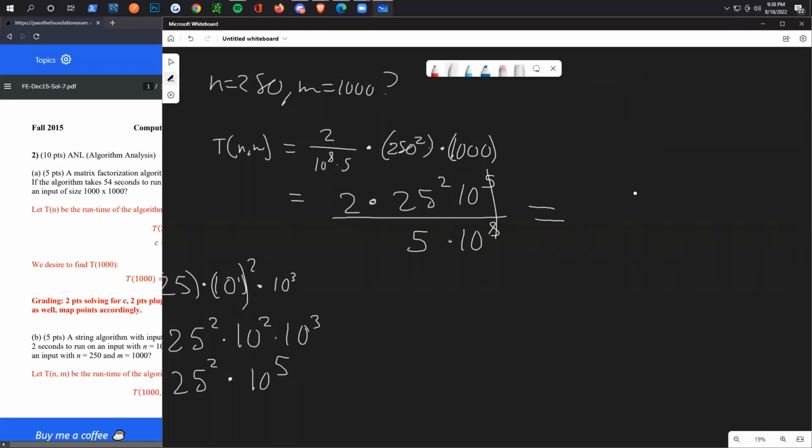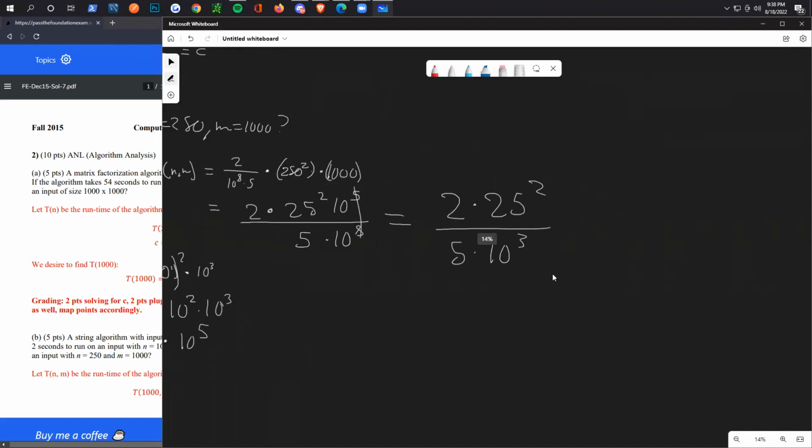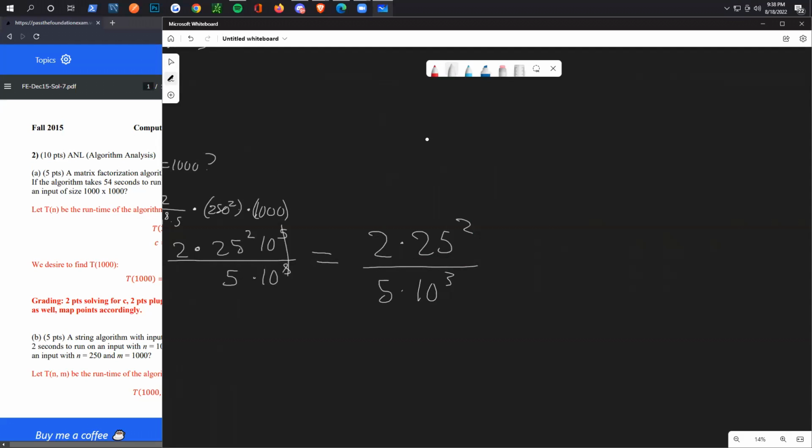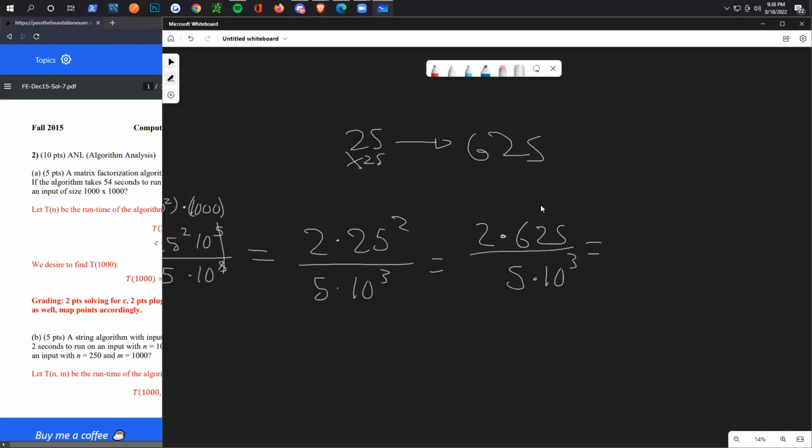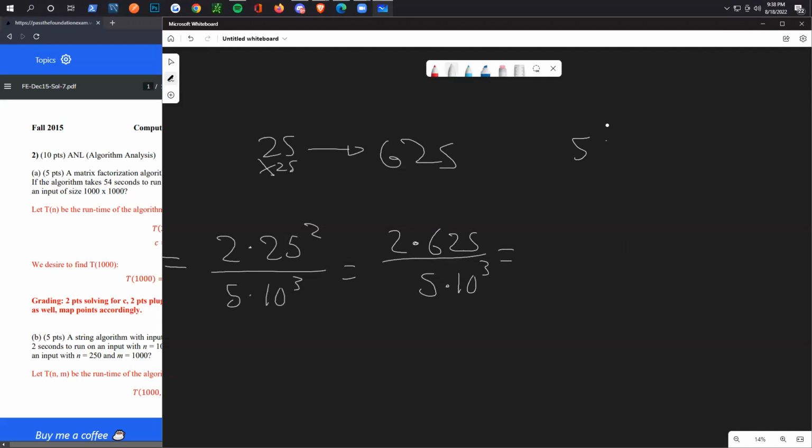Now we're going to subtract this out, over 5 times 10 to the 3. From here, we can solve for 25 squared. This is just 625. So we have 625 times 2 times 5. 625 is actually 5 to the 4. If we divide that by 5 to the 1 right here, this is 5 to the 3.